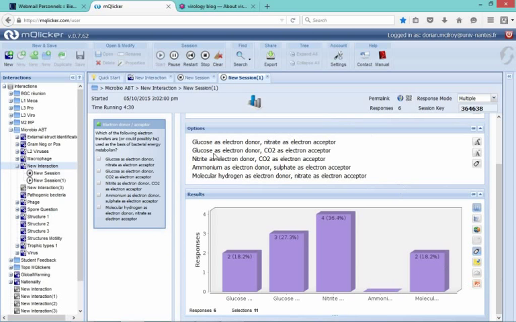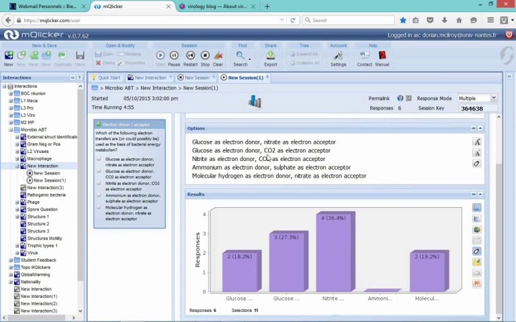Okay, so glucose as electron donor, nitrate as electron acceptor. 2 people said that's correct. You're right. It's like glucose electron donor, oxygen is the electron acceptor. That's respiration, right? With nitrate, it's anaerobic respiration. That's the process here.